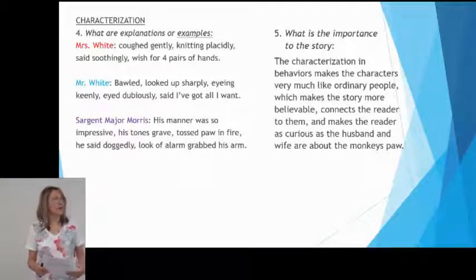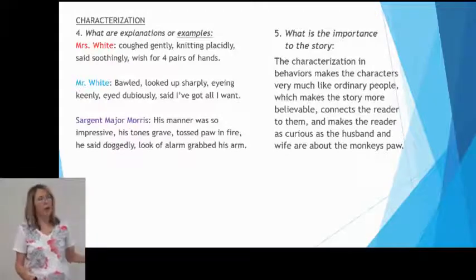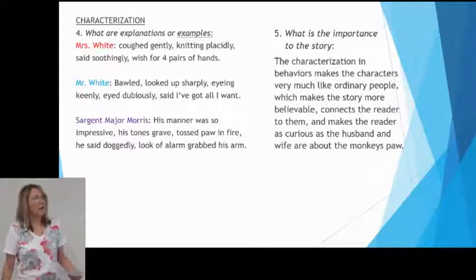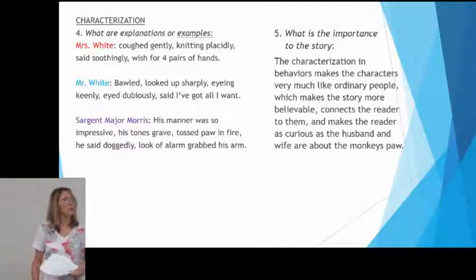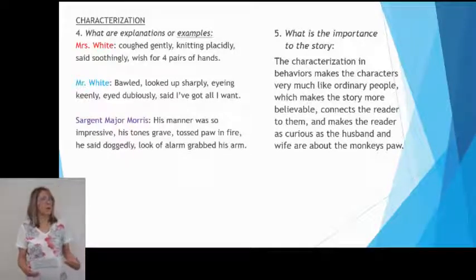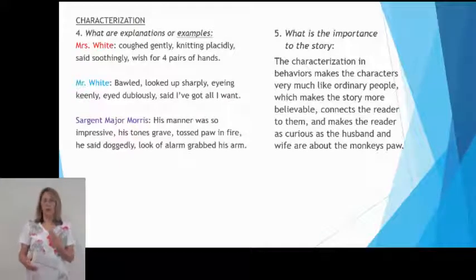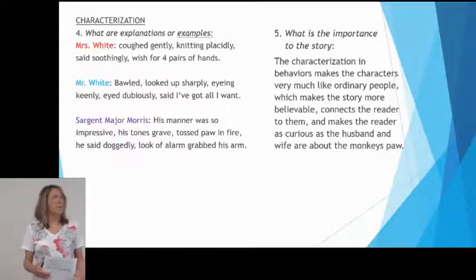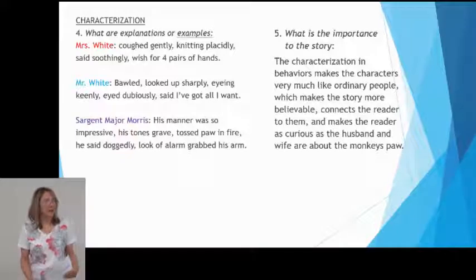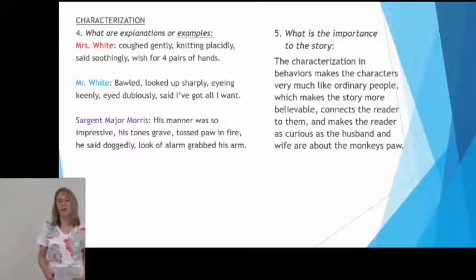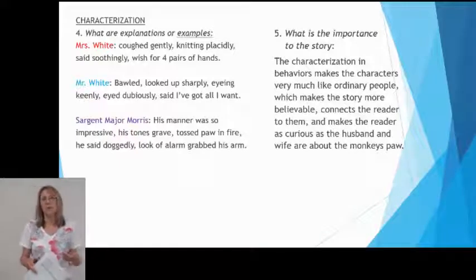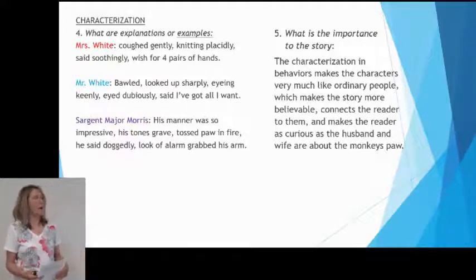So what is the importance to the story here of all of this? Well, the characterization and behaviors makes the characters very much like ordinary people, which makes the story more believable. It also connects we, the reader, to them, and makes the reader as curious as the husband and wife are about the monkey's paw, which is important because the monkey's paw, it's not actually a character in the story, but it's a very important element of the story when you're thinking about the message and the meaning behind it all.